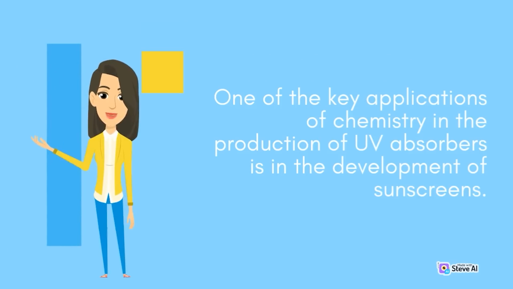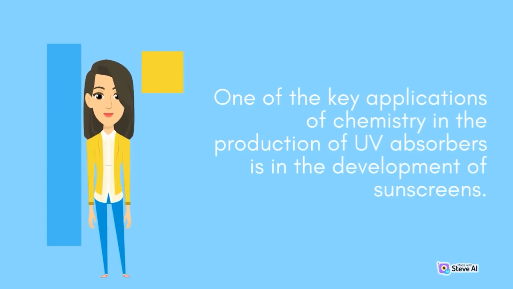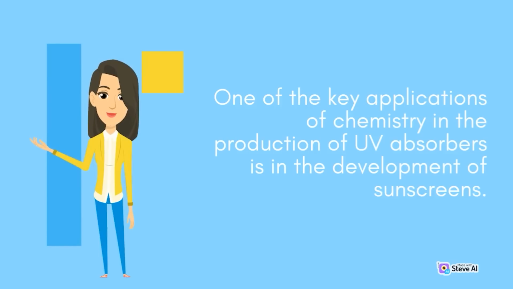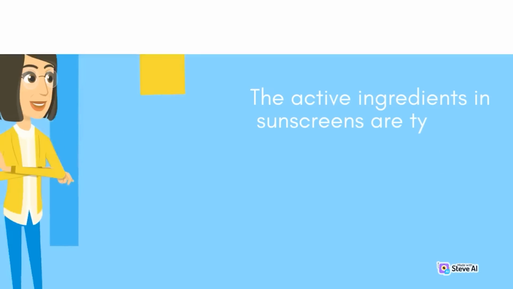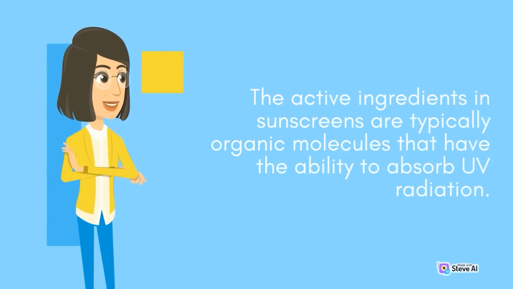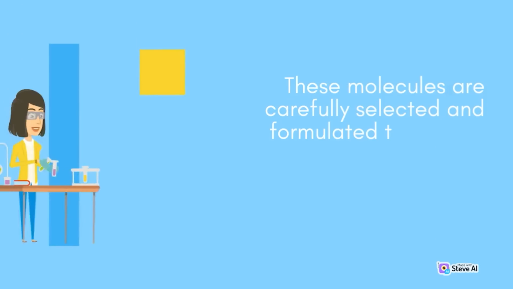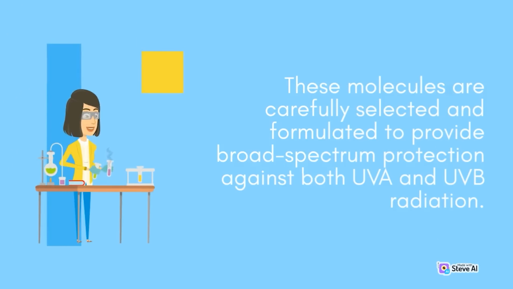One of the key applications of chemistry in the production of UV absorbers is in the development of sunscreens. Sunscreens are a type of topical product that is applied to the skin to protect against the harmful effects of UV radiation. The active ingredients in sunscreens are typically organic molecules that have the ability to absorb UV radiation. These molecules are carefully selected and formulated to provide broad-spectrum protection against both UVA and UVB radiation.